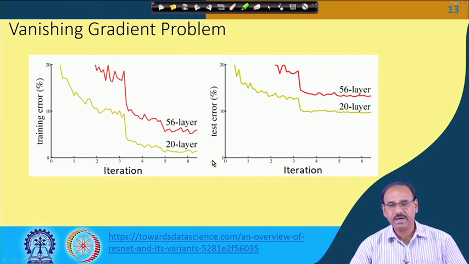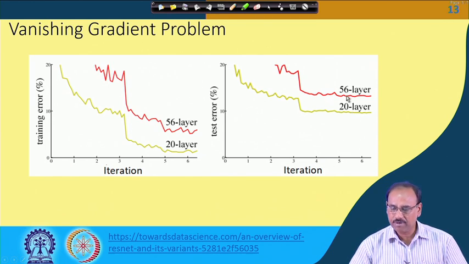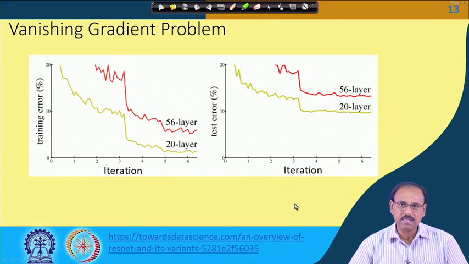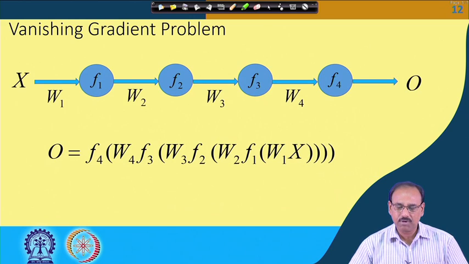The same is also true with test error. When you test your trained network, though the trend says that the test error goes on reducing with iterations, as you have increased the number of layers from 20 to 56, the test error has also increased. So what is the problem? What is the lacuna in it? One of the reasons has been attributed to the problem of vanishing gradient or exploding gradient. Let us see what this is.